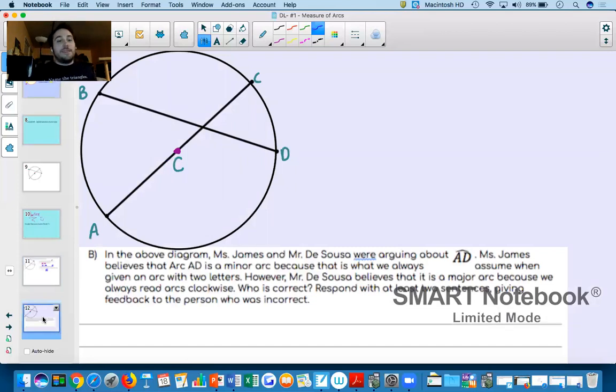So in the above diagram, it's the same diagram, Miss James and Mr. D'Souza were arguing about arc AD. Miss James believes that the arc AD is a minor arc because that is what we always assume when we're given an arc with two letters. However, Mr. D'Souza, that's me, believes that it is a major arc because we always read arcs clockwise. So who's correct? Respond with at least 2 sentences giving feedback to the person who was incorrect.